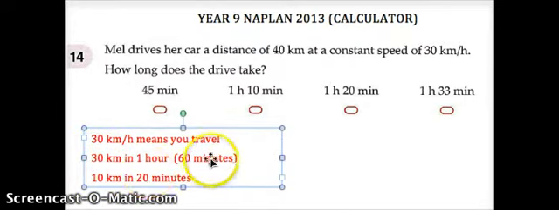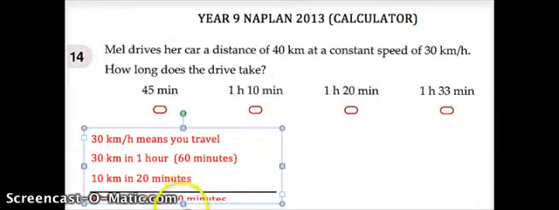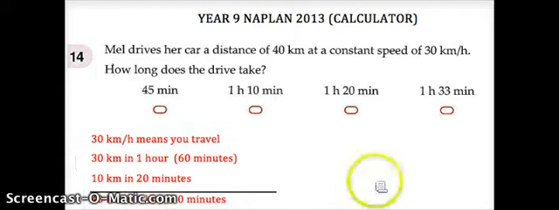So dividing 60 minutes by 3, we get 20 minutes. So for that extra 10 kilometers, it would take 20 minutes. And so therefore, if we add these last two values, 30 kilometers and 10 kilometers, we get 40 kilometers. And so 40 kilometers will take 1 hour plus the 20 minutes, which is 1 hour and 20 minutes.